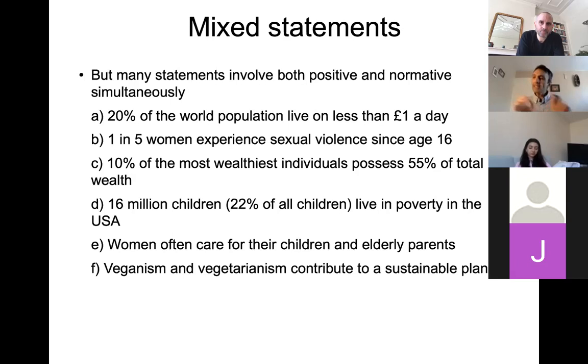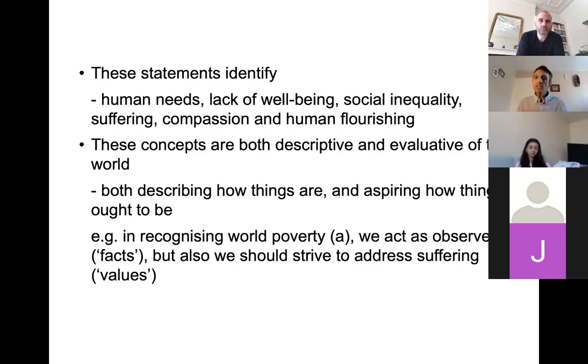Okay, so this gives you an idea that a lot of the statements that we make in social sciences are actually mixed statements, and not either just positive statements or just normative statements. So what all these statements do is they identify people's needs, human needs, identify the conditions under which people experience well-being, in which they experience suffering, in which people undertake compassion, care, and charitable giving in order to ensure that people live their lives with dignity and well-being as much as possible.